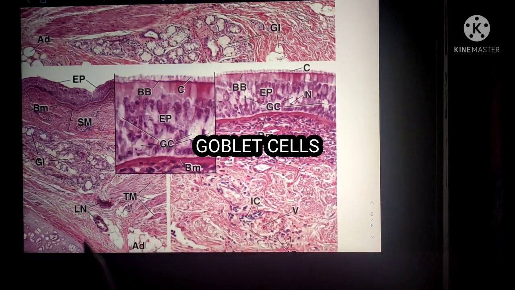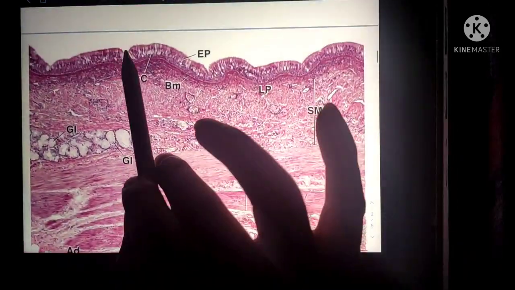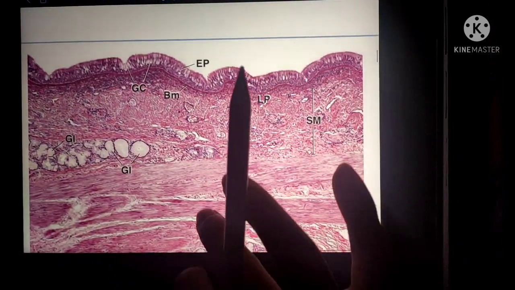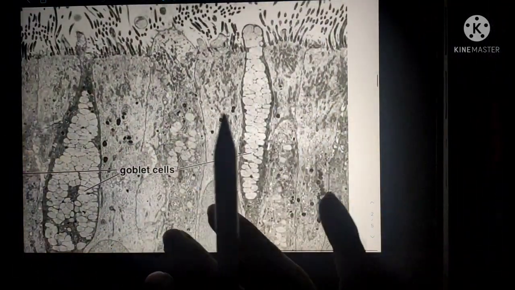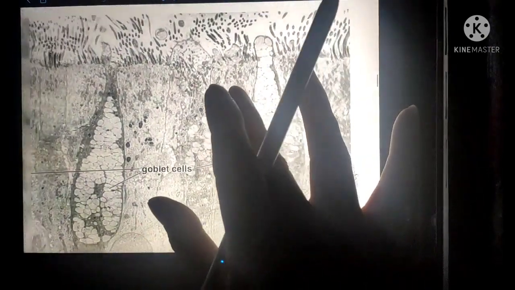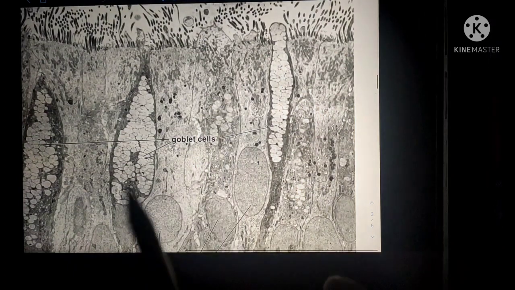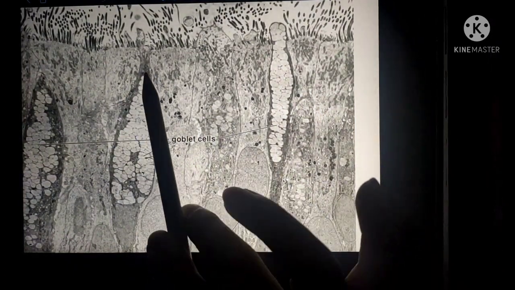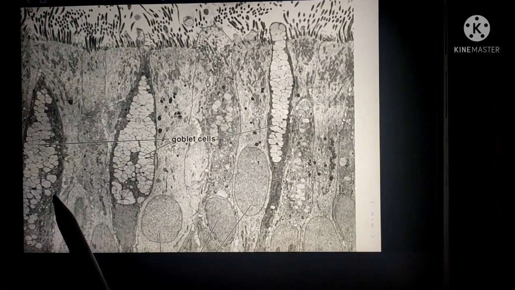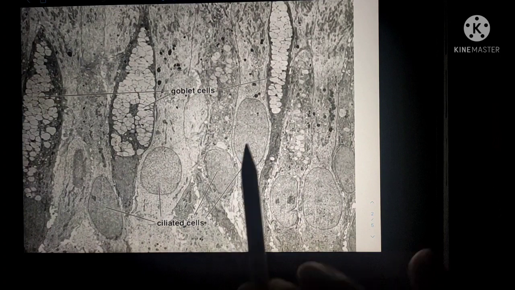Now if we look at this enlarged portion, we can see that amongst the ciliated cells we have these empty looking cells. These are the goblet cells, and these goblet cells do not have any cilia on top of them. Now let us concentrate on this photomicrograph here. This is an electron micrograph, and here we can see clearly the goblet cells in a very enlarged manner. So these are the goblet cells, and if we look at the apical portion of these cells, we will not see any cilia. Between these goblet cells are the numerous ciliated cells.